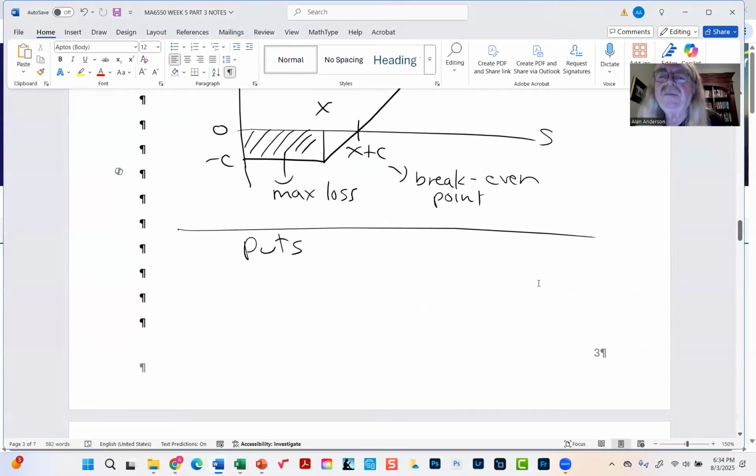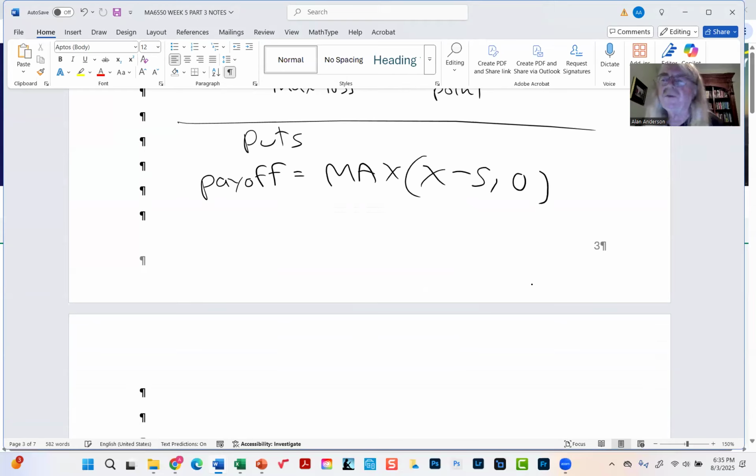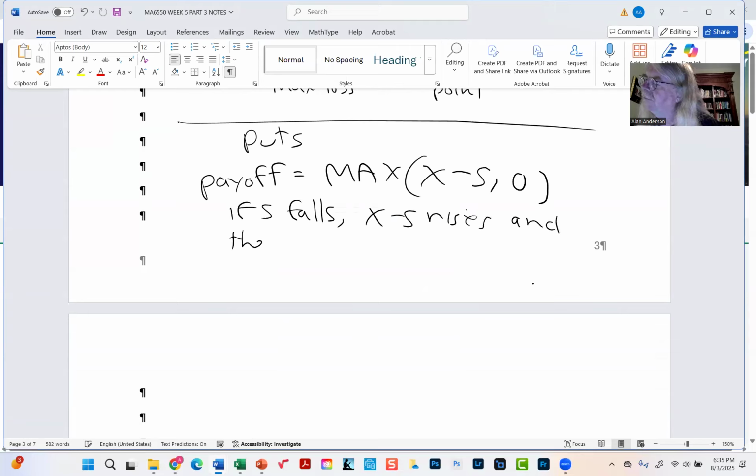Now, because you have the right to sell, the payoff per put is max X minus S and 0. So in other words, we've reversed the roles of the X and the S. And you can see what's happening here. If that's false, X minus S rises and the payoff increases. Or if you were to differentiate this function with respect to S, you would get a negative 1.